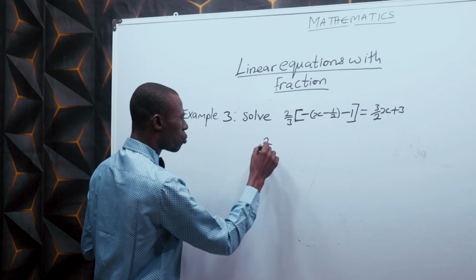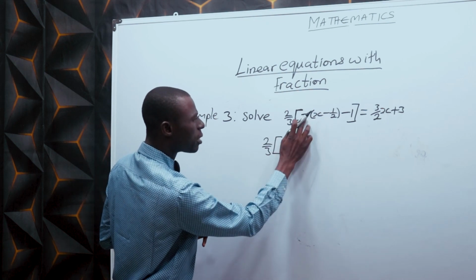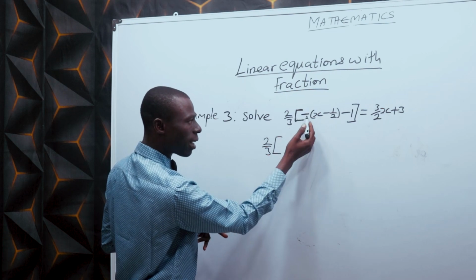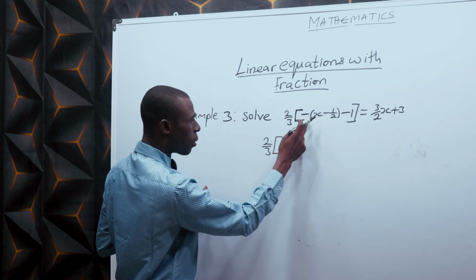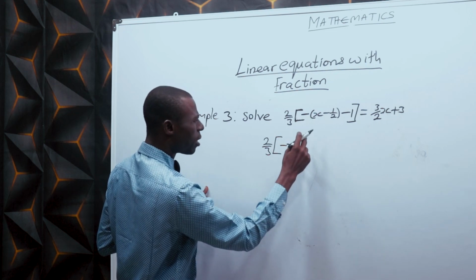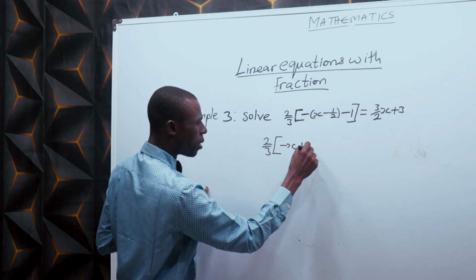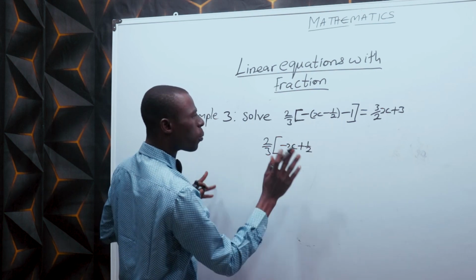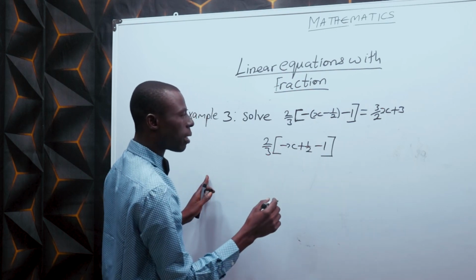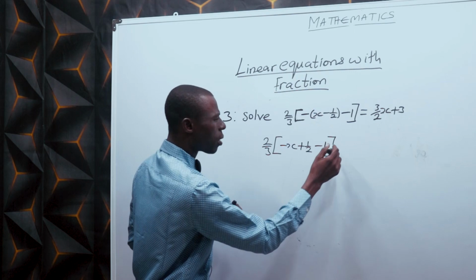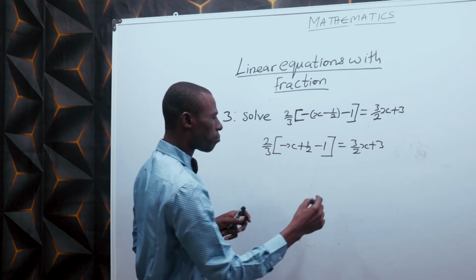So you have 2 over 3, the larger bracket. Open the inner bracket with this negative. Don't forget that negative means negative 1, since there is no figure there. So negative 1 times x is negative x. Negative 1 times negative half is positive half. You have opened that bracket, then write minus 1, larger bracket closed, equals 3 over 2x plus 3.